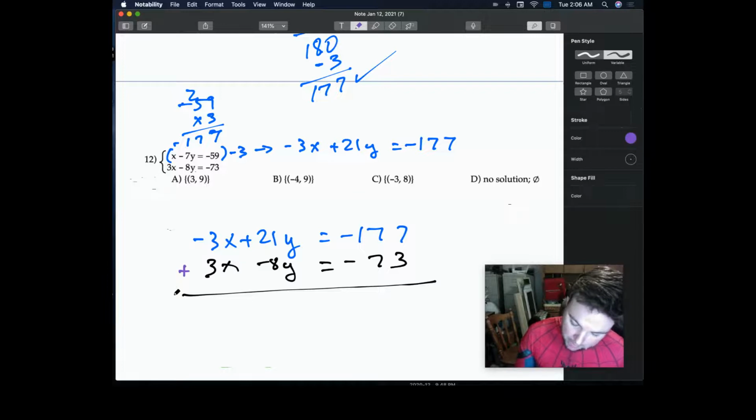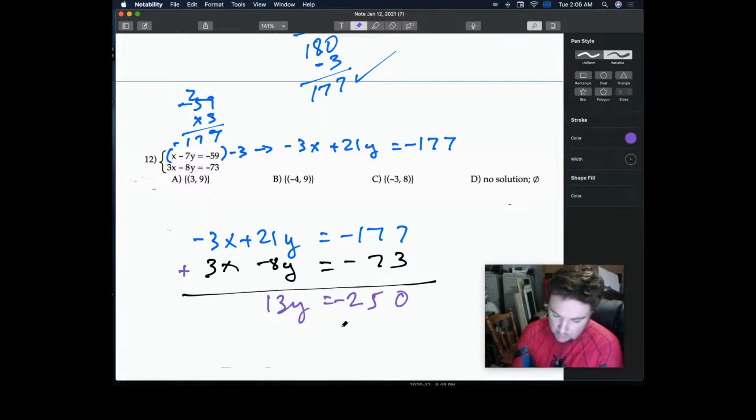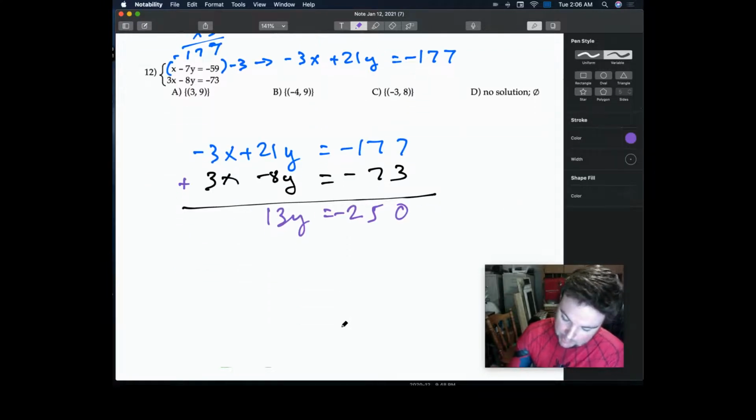and we're going to get -3x plus 3x goes away. That's the whole point. 21 minus 8 is going to be what? That's the same thing as 20 minus 7, which is 13. So 13y. And this is going to be 10. Carry the 1, 14, 15. Carry the 1, -250. That doesn't look too pretty, but that's okay. Let's keep going. So we've got to divide this through. All right. Let's divide this through by 13.